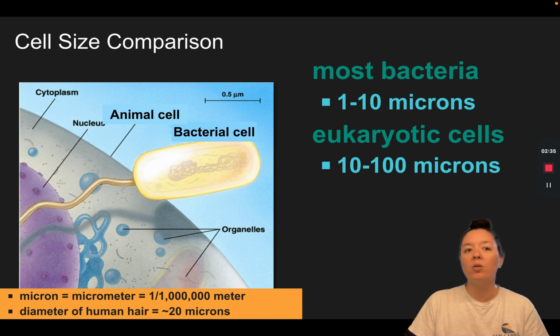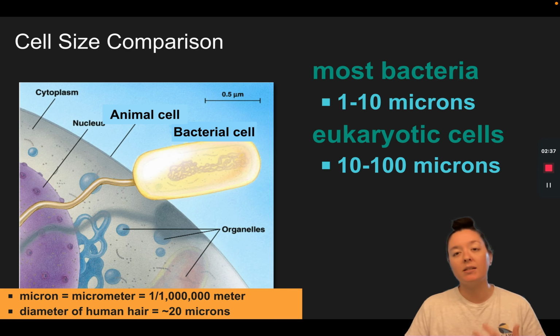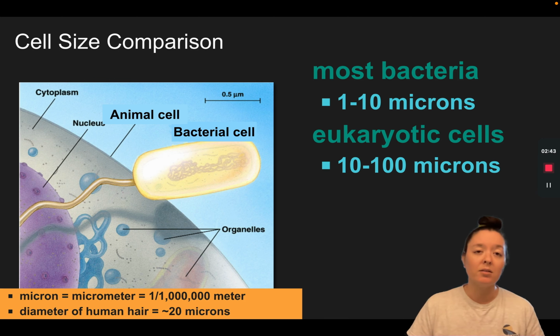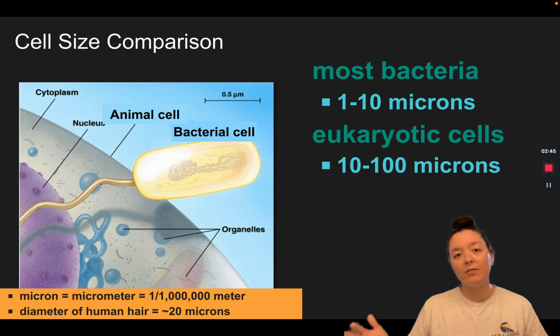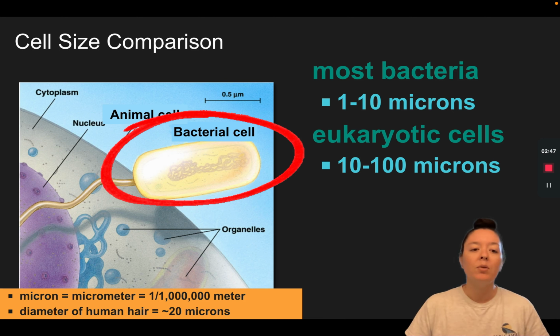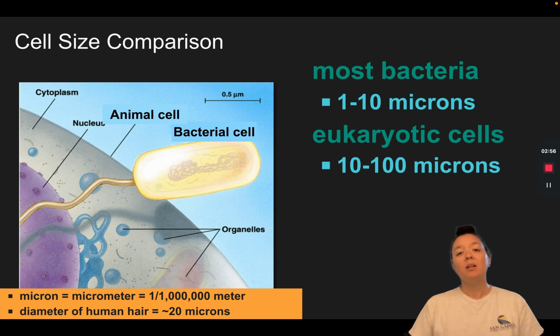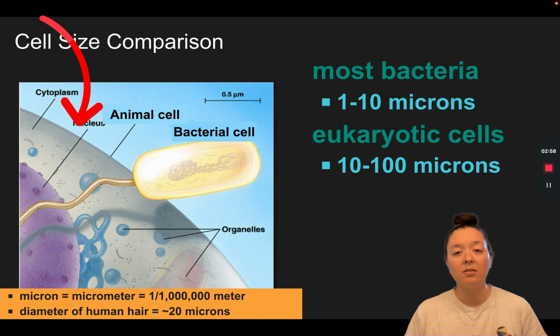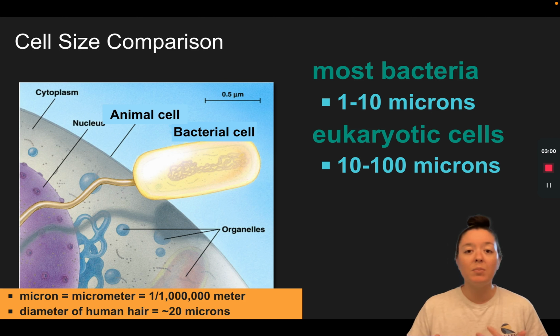What's really important to note is the different sizes when it comes to cells. When we think about cells, all we know is usually that they're pretty small. But even within cells, there's a great range of sizes. So for example, most bacteria are 1 to 10 microns. Now, those are really, really itty-bitty tiny measurements. Compared to that, eukaryotic cells can be 10 to 100 times larger than most bacterial cells.